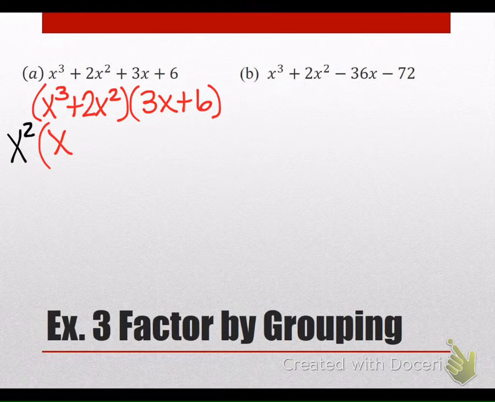X to just X. Plus. There we go. X cubed divided by x squared is x to the first. 2x squared divided by x squared is just 2. All right. Gavin Cameron, what's the GCF that we would pull out of the second set of parentheses?